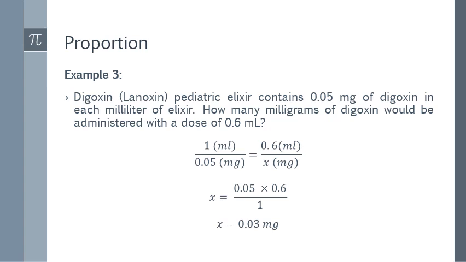If we adjust the values on one side and x on the other side, x will be equal to 0.05 into 0.6 divided by 1. So the value of x will be 0.03 milligram. So 0.6 ml of the digoxin elixir will contain 0.03 milligram of digoxin.